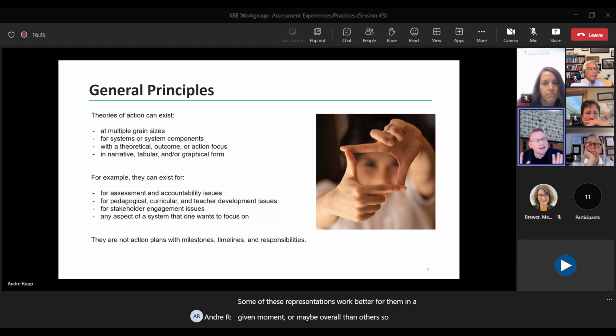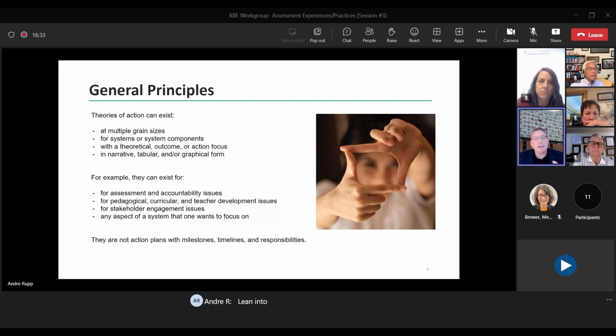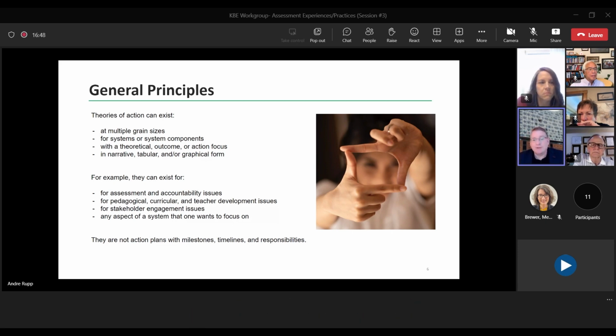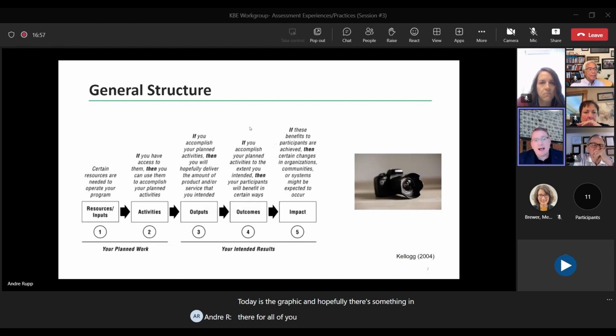So if you feel some resistance to some of the graphical representation, I would say embrace it, lean into it, and we can play in general with alternative representations. You should play with alternative representations that allow you to capture your principled thinking in a way that is authentic and meaningful to you. But since I can't do 10 different things in parallel, we're going to try a few different representations. We have the table, and today is the graphic, and hopefully there's something in that for all of you.